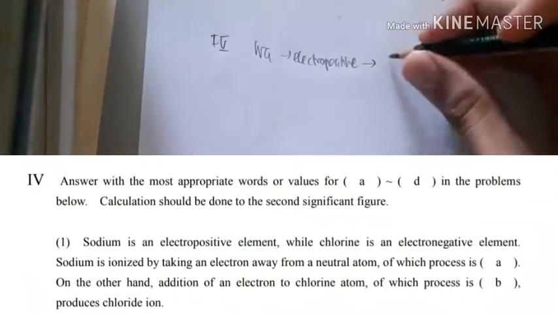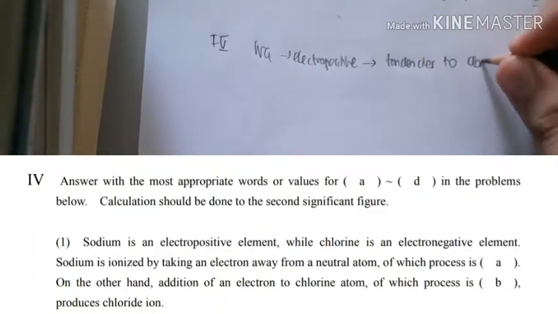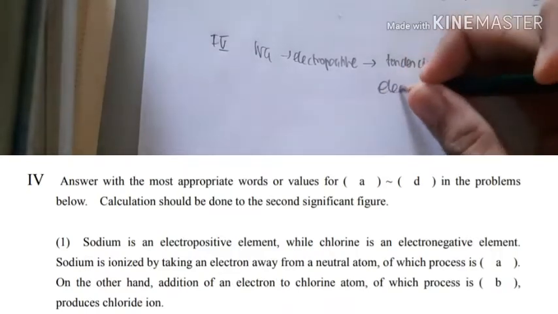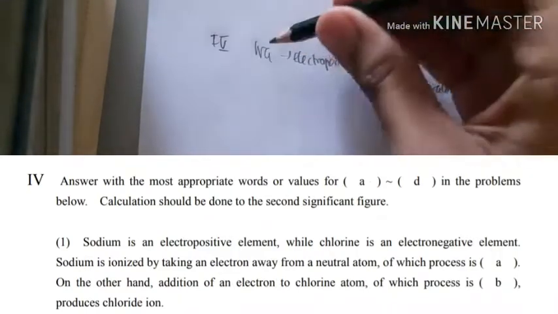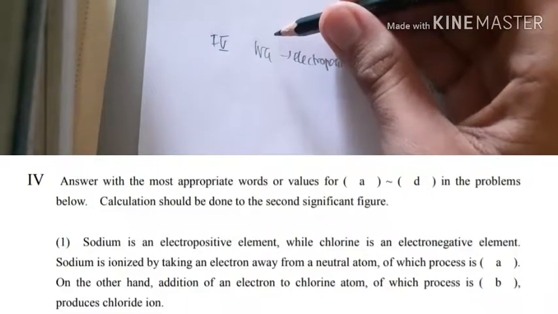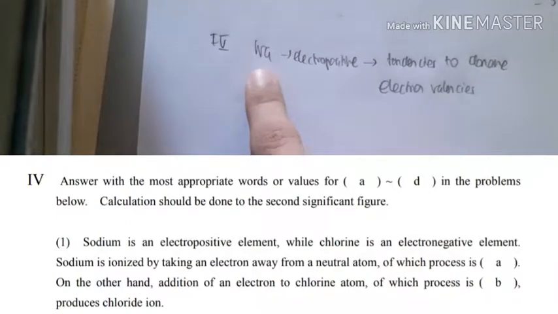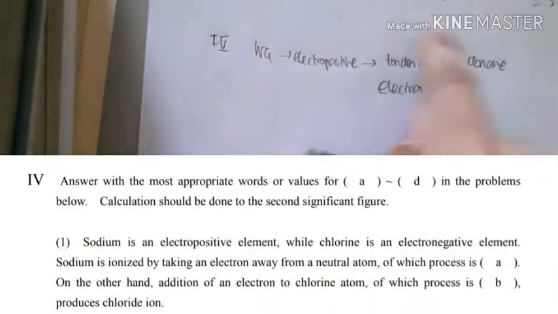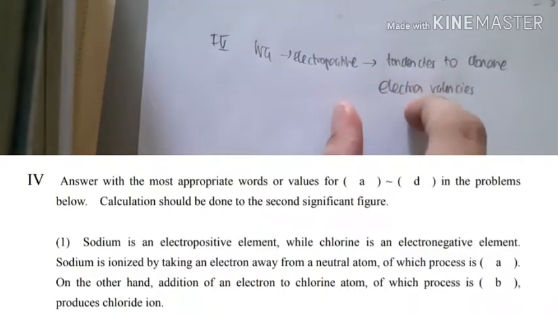An electropositive element is an element that has a tendency to donate electron valencies. So sodium has one electron valency. It tends to donate the valency when it wants to connect with other compounds.